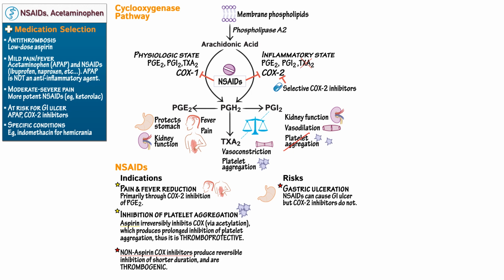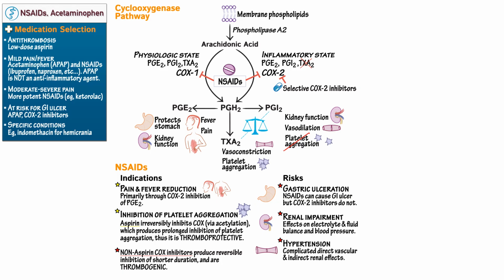Write that NSAIDs can cause renal impairment due to effects on electrolyte and fluid balance and blood pressure. Now, for reasons we've already seen, indicate that NSAIDs can produce hypertension due to complicated direct vascular and indirect renal effects. Lastly, for completeness, indicate that in addition to being thrombogenic, NSAIDs, especially aspirin, have the risk of causing bleeding.